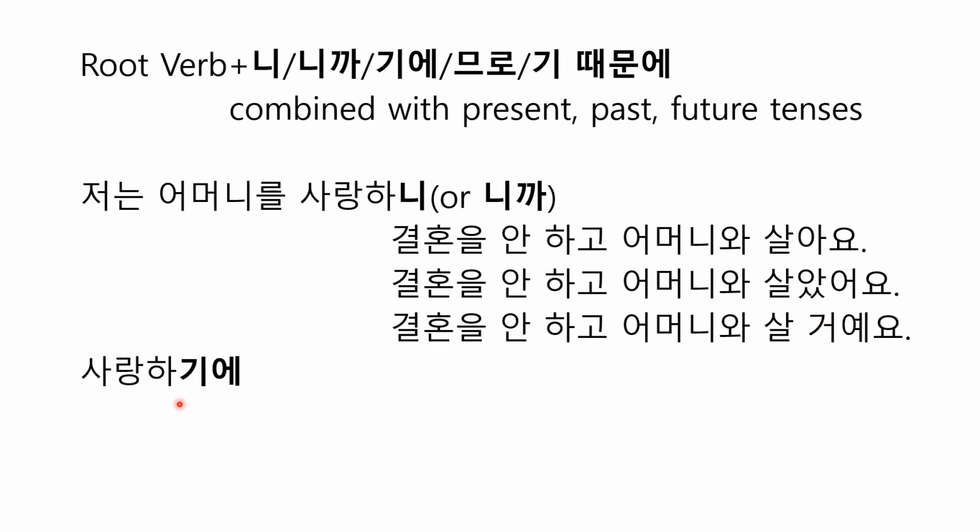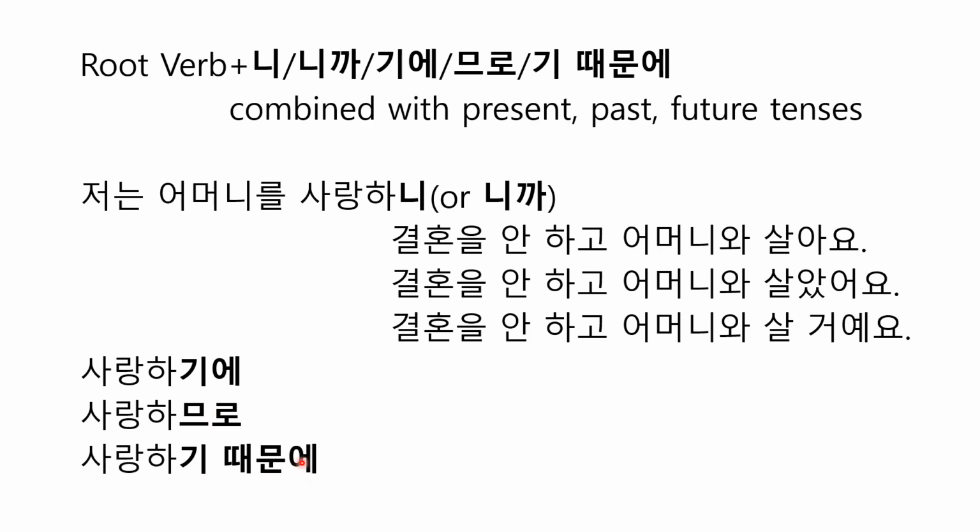This happens with 기에, 무로, 기 때문에 conjugational phrases. For example, we can say 저는 어머니를 사랑하므로 결혼을 안 하고 어머니와 살아요. or 결혼을 안 하고 어머니와 살았어요. or 결혼을 안 하고 어머니와 살 거예요. 니니까 기에 무로 기 때문에 means because. You put root verb with this 니니까 기에 무로 기 때문에 phrases.